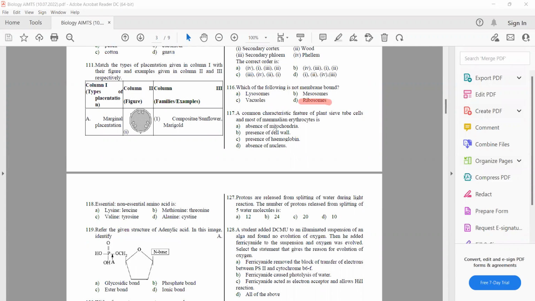117, a common characteristic feature of plant sieve tube cells and most mammalian erythrocytes. When we talk about the mammalian erythrocyte, we know it is devoid of cell organelles and the nucleus. And the plant sieve tube cells also do not have a nucleus. So absence of nucleus will be the common thing between the mammalian erythrocyte and the sieve tube cells.